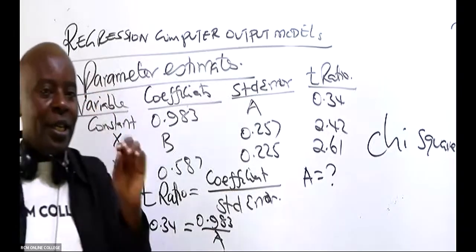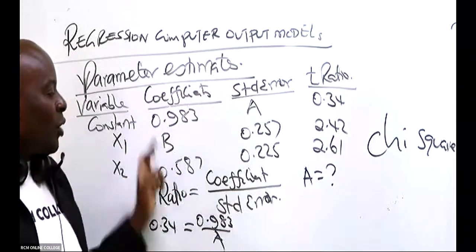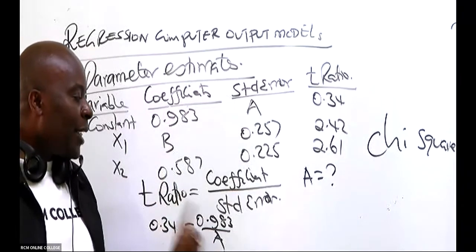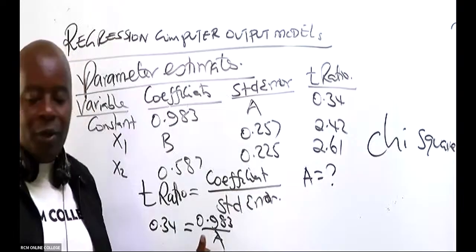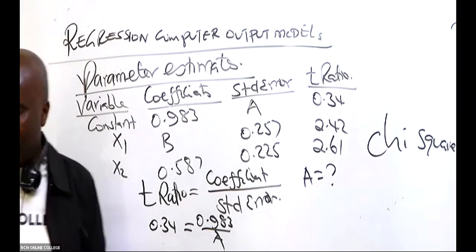To get the T ratio, you basically take the coefficient over the error. So we have the coefficient here, which is 0.983, divided by what here, the error, which is A. And then now you make A the subject of the formula.